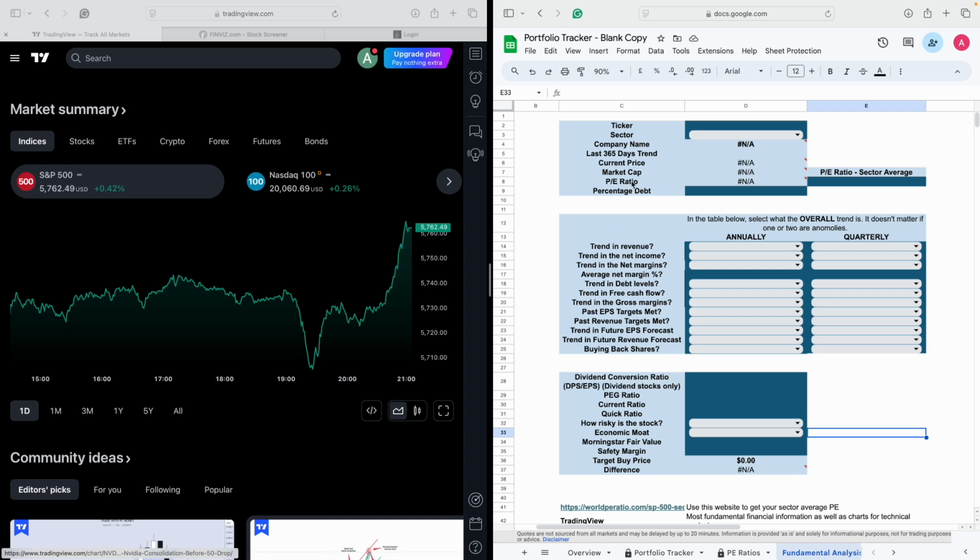The example I'm going to use in this first example is NVIDIA, because that seems to be everyone's favorite stock at the moment. And not going to lie, fundamentally it is very good. So all I did was I entered the ticker into the ticker section. And as you can see, some of the data is already filled out. You've got the company name, the last 365 days trend, so the last year, the current price, the market cap, and then the PE ratio as well.